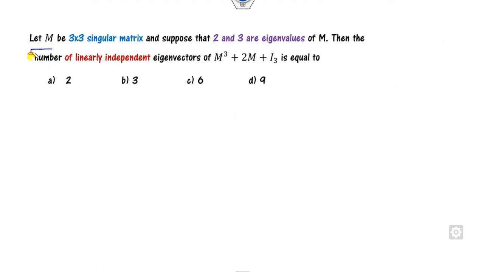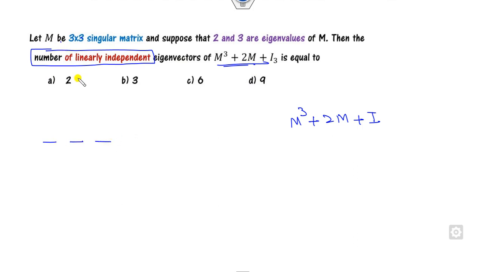Okay, again this is the same question. This is the number of linearly independent eigenvectors of this. Remember, you have to find the linearly independent vectors of this matrix, not of this. What is given to you? It is a 3 cross 3 singular matrix. So one of the eigenvalues is 0. 2 and 3 are the other eigenvalues. These are the eigenvalues of M.